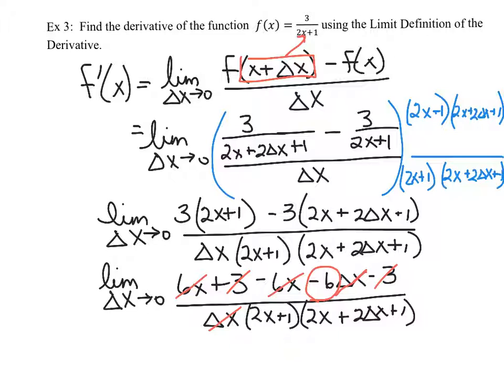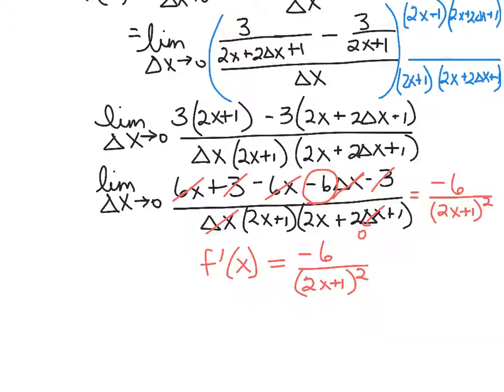So this limit is going to turn out to be negative 6 in the numerator. In the denominator, this delta x goes to 0, so I actually have 2x plus 1 multiplied by 2x plus 1. Well, when I multiply 2x plus 1 by itself, it's giving me 2x plus 1 squared. So the answer that we were looking for is that the derivative f prime of x is equal to negative 6 over 2x plus 1 squared.